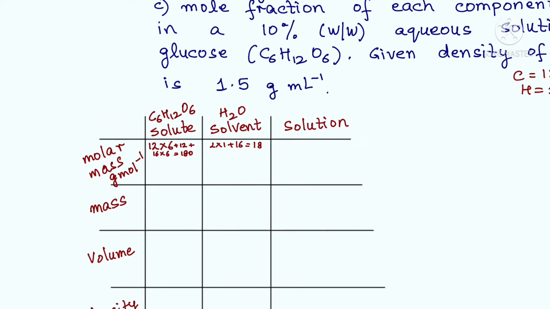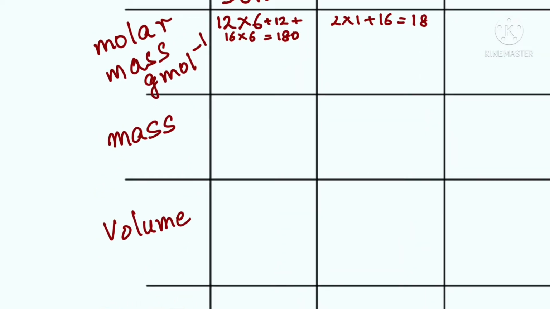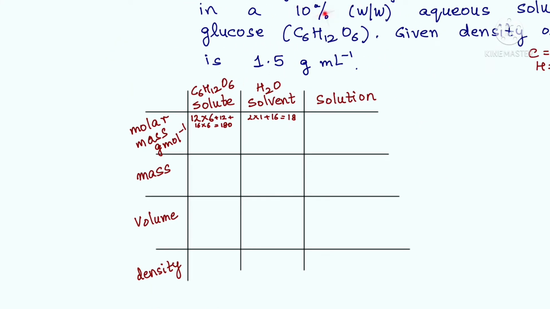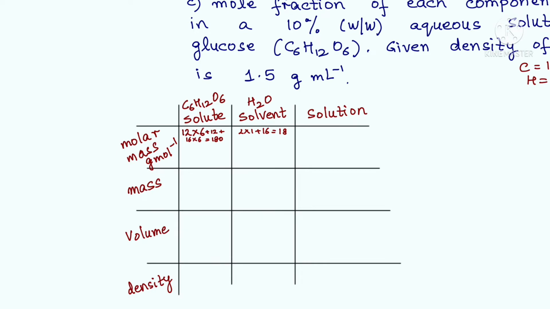We don't have something called the molar mass of the solution because that's a mixture. We come to the mass of each of the components. Now it's a 10% weight percentage. That means I have got 10 grams of the solute in 100 grams of the solution. So what is the weight of the solvent that we've got? Yes, as simple as that, 90 grams.